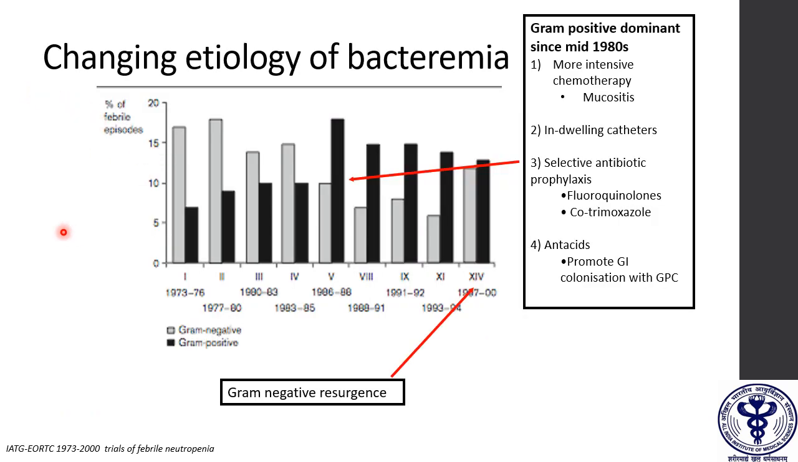In the 60s and 70s, as you can see, the gram-negative infections were more common, but in the 80s, there was dominance of gram-positive infections. This is most likely due to the more intensive chemotherapy causing more mucositis, the increased prevalence of indwelling catheters, and prophylaxis by fluoroquinolones. But again, we are seeing that there has been a gram-negative resurgence.